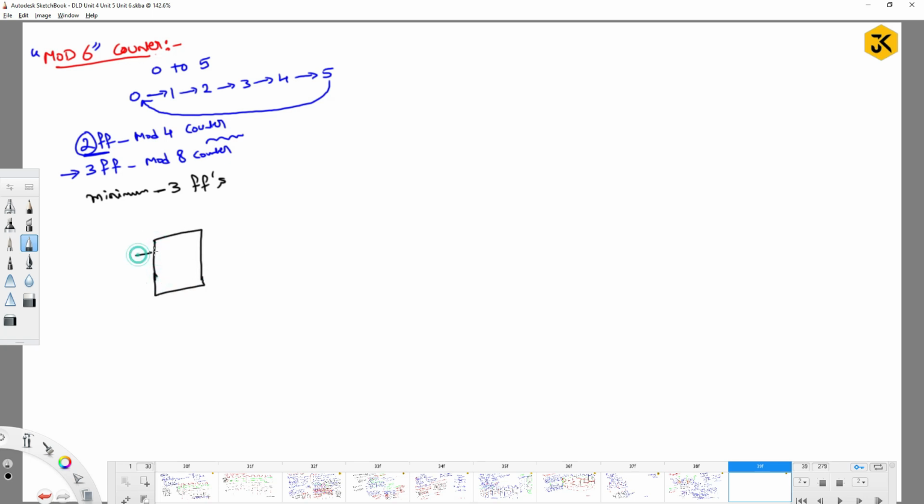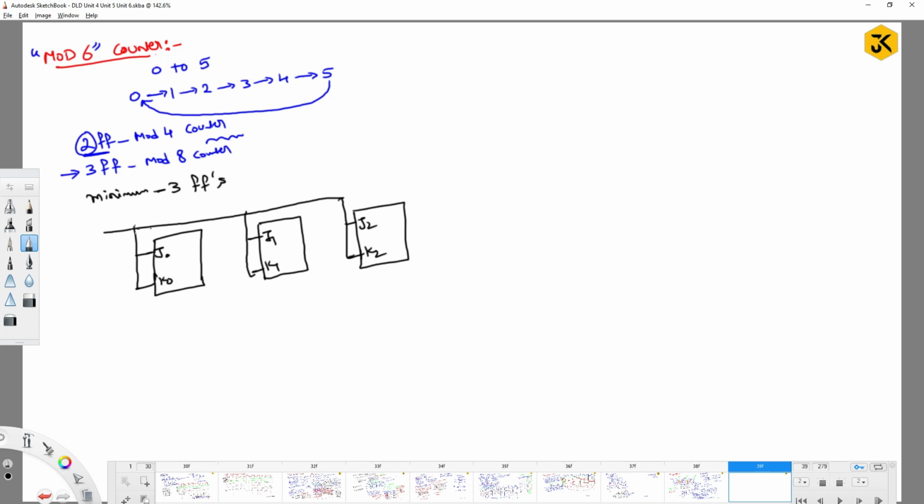Guys, if I take those 3 flip-flops, try to analyze. For example, J0, K0, J1, K1, J2 and K2, and for all of these we are going to pass the toggle value 1, and you are going to pass the clock signal, that is a negative edge clock signal. If I pass the negative edge clock signal like this, what might be your answer?